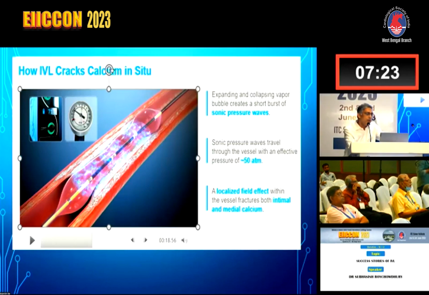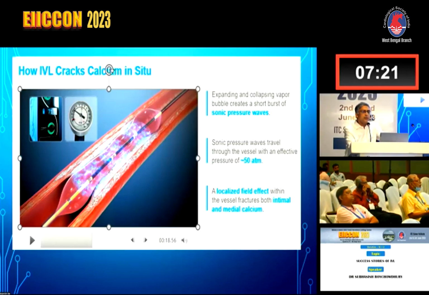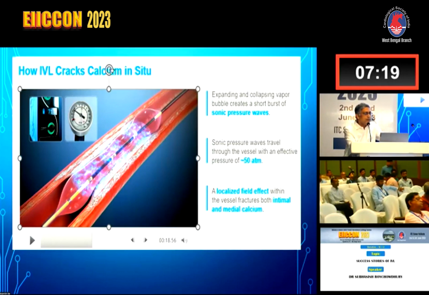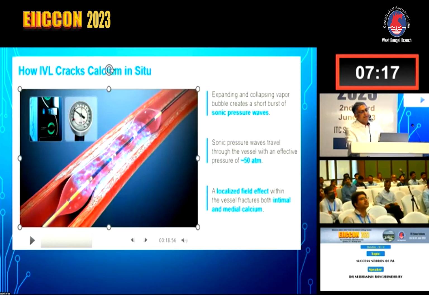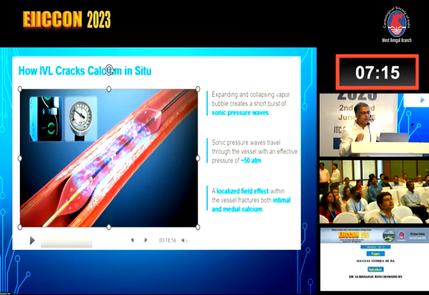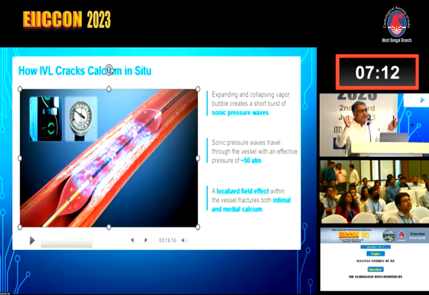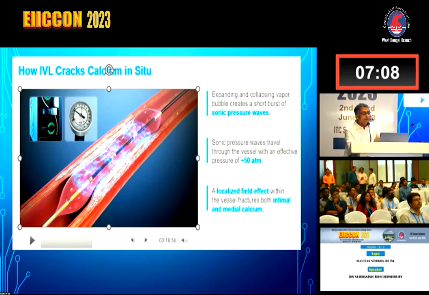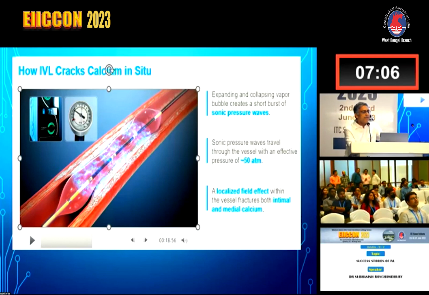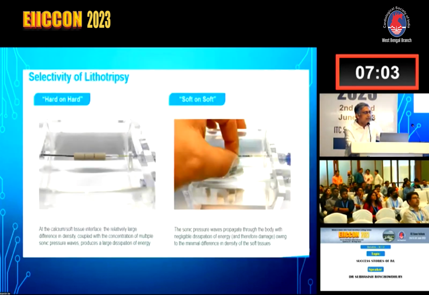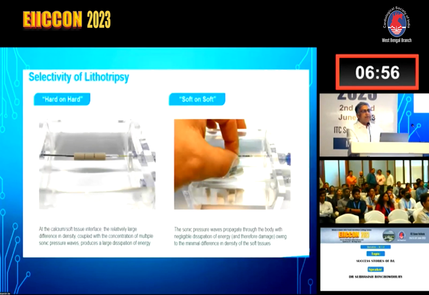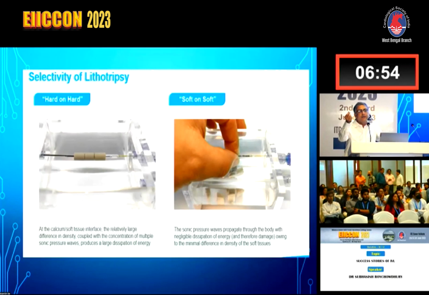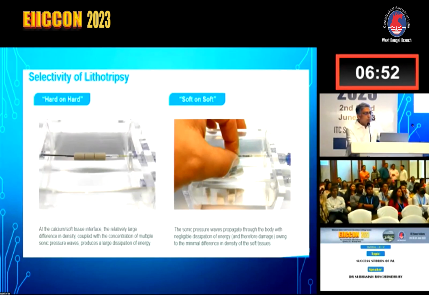We all know that there are emitters there. This picture shows 3, but the coronary balloon has 2. So the expanding and collapsing vapor bubble creates a short burst of sonic pressure waves, and that pressure wave travels along the calcium lines, and this is effectively a 50 atmosphere pressure. So there is a localized field effect which occurs. What that means is that this pressure wave is hard on hard. So if it's calcium, it's hitting it hard. But if it's soft, so if you're holding the balloon like there, it will not cause any injury even to your arms. So this is a very important concept.